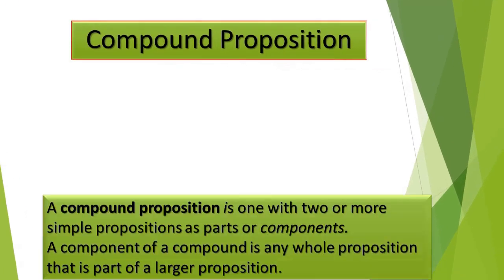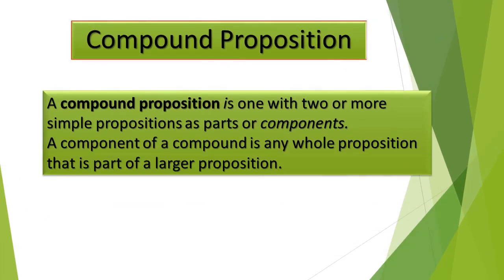What is compound proposition? A compound proposition is one with two or more simple propositions as parts or components. A component of compound is any whole proposition that is part of a larger proposition. In other words, two simple propositions when joined together through connectives form a compound proposition. And another compound proposition joined with another compound proposition forms a larger compound proposition.